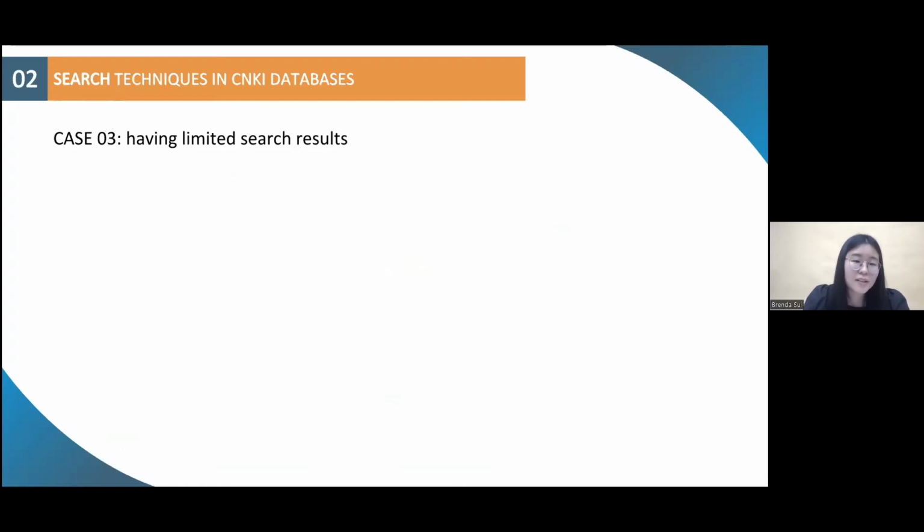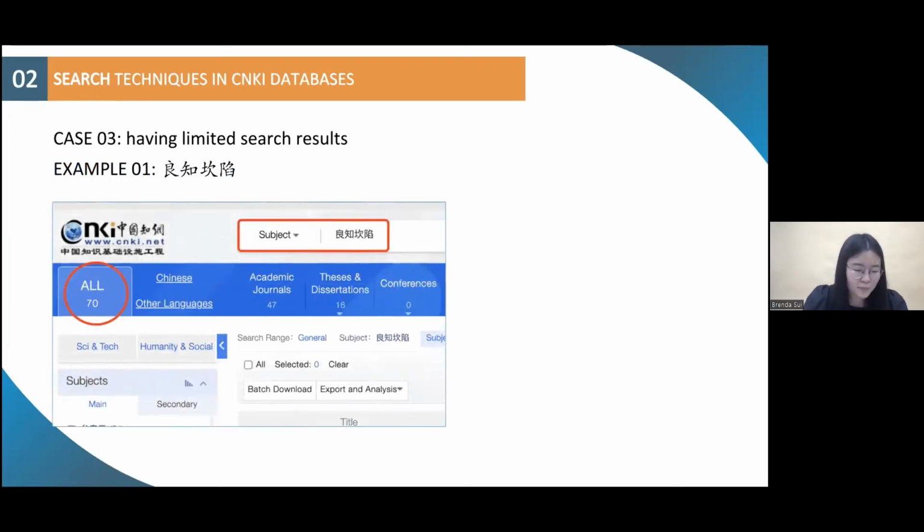Well, we're still having a third situation, where there will be no results or limited results. Let's take 两支砍线 as an example. We cannot separate it because it is a whole, and if we cut it into two words, that would make no sense. Then when we input 两支砍线, we can see there are only around 70 papers.